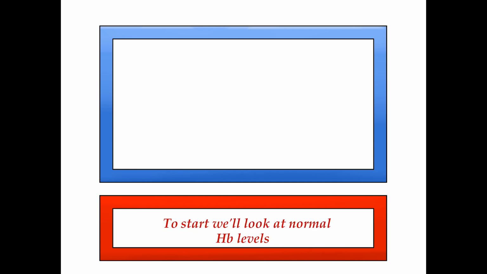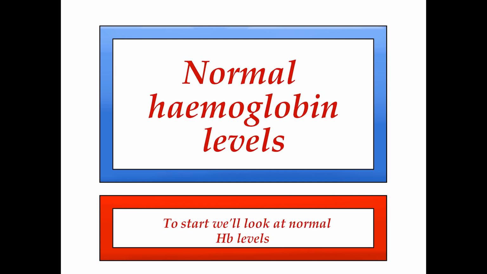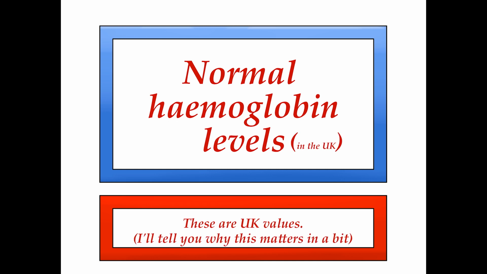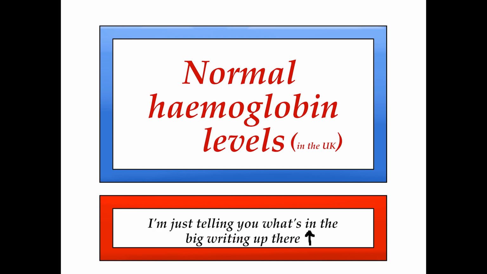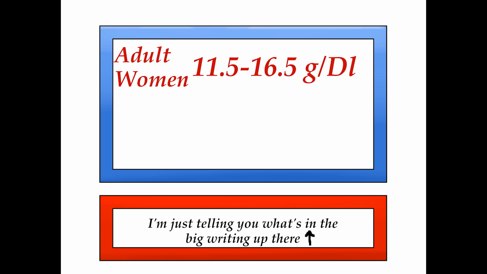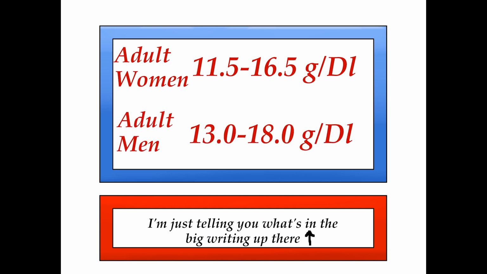So to start, we'll look at normal haemoglobin levels. Now, these are UK values. We'll come back to why I'm telling you this later. And normal values in women, this is 11.5 to 16.5, and in men, it's 13 to 18. Now, don't think you should memorize this, but over time, you'll just get used to what's high and what's low.